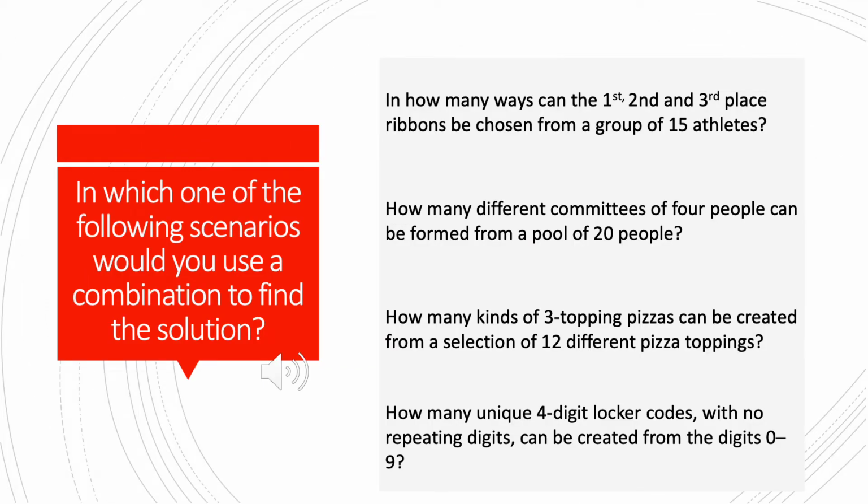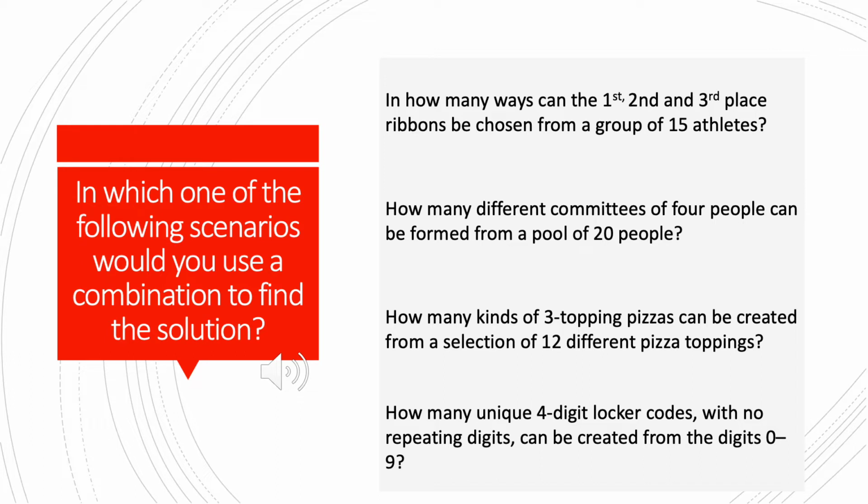In which one of the following scenarios would you use a combination to find the solution? So here we're comparing a combination versus a permutation. Remember that combination means order does not matter, whereas a permutation means the order does matter. So look at the following. In how many ways can the first, second, and third place ribbons be chosen from a group of 15 athletes? Think about, does the order matter here? Does it matter who we give the first place ribbon to or the second place ribbon to?